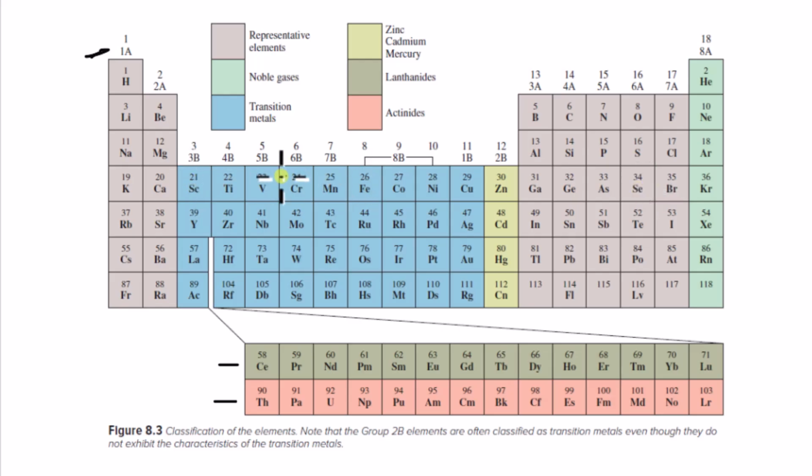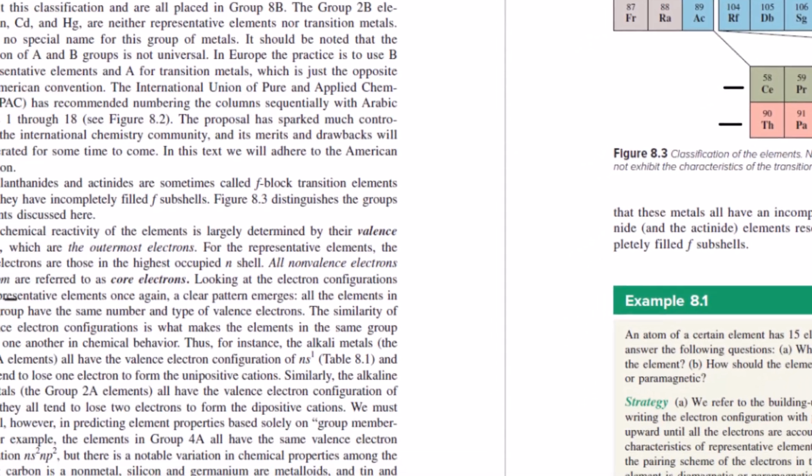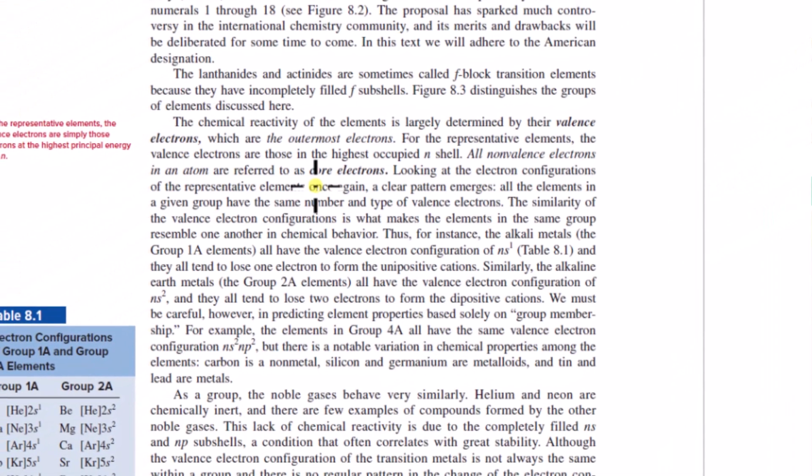You might say, well, what about the d's? Well, no, remember, this is 3d. If you wrote out the electron configuration for bromine, the final electrons would be the 3d10, and there would be a 4s2, and there would be a 4p5. So you just look at the highest principal quantum number electrons, and those are the valence electrons. Those are the outermost electrons when it comes to the representative elements and the noble gases. Now it says, all non-valence electrons in an atom are referred to as core electrons. So you have the valence electrons and the core electrons for an atom.